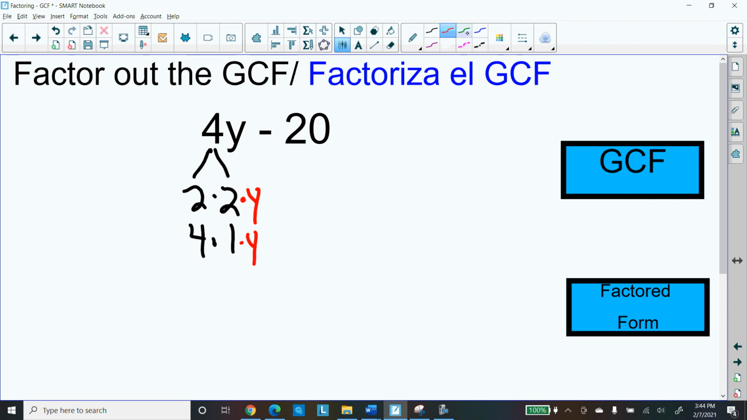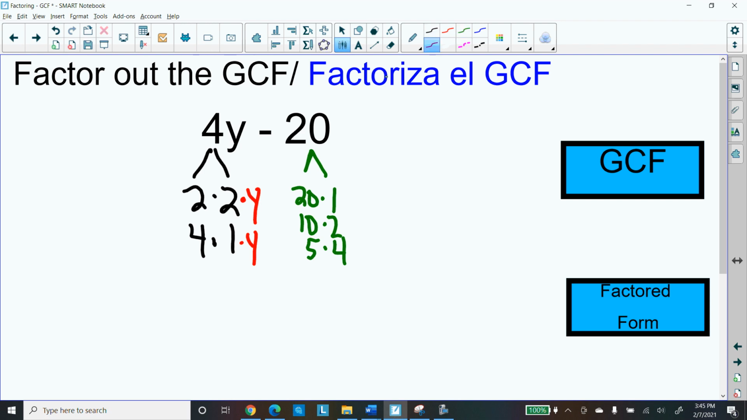Now let's factor out the 20. 20 times 1, of course. And 10 times 2. 5 times 4. And is that it? I think that's it. So I have no variables to worry about.